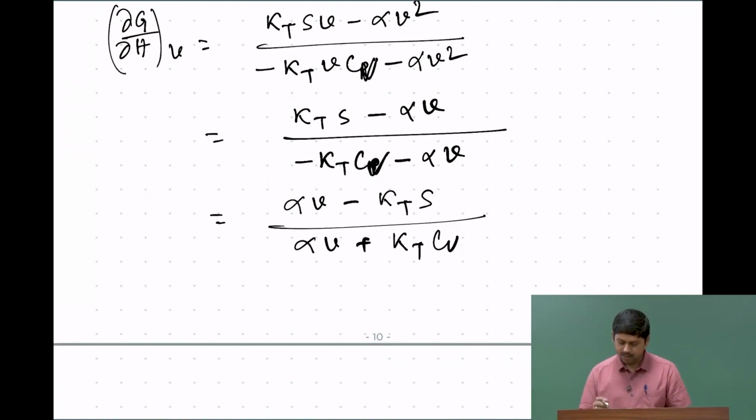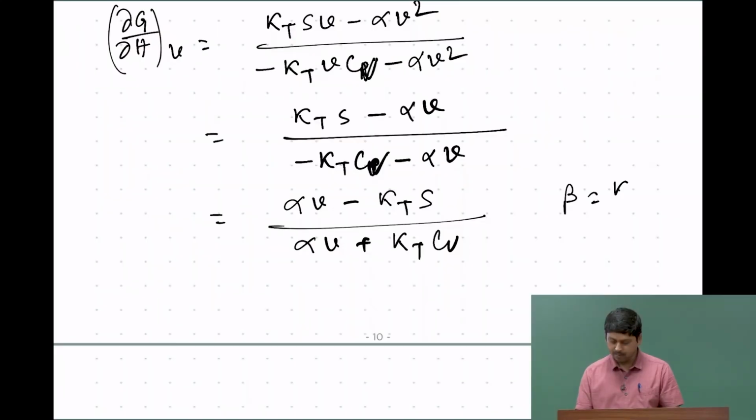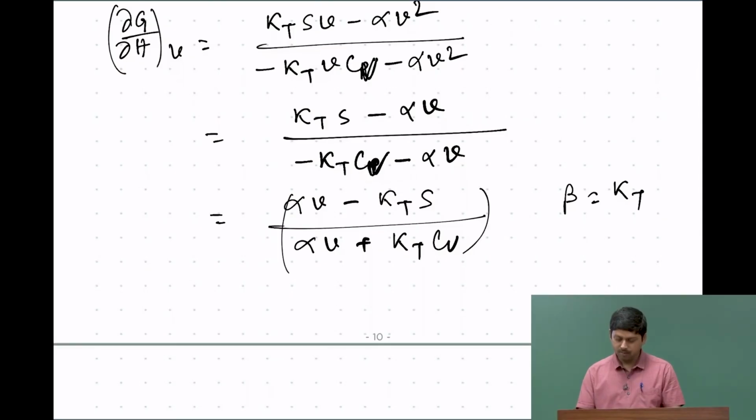Okay, and let us see the Mathematica result now. They say alpha V minus beta into S, and there beta is our kappa T, remember, then alpha V plus beta into C V. Yeah, so this matches with that of Mathematica.